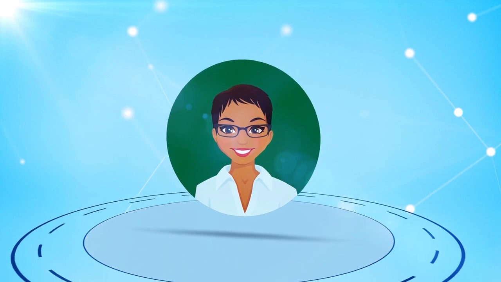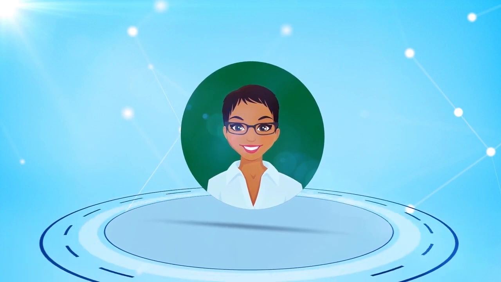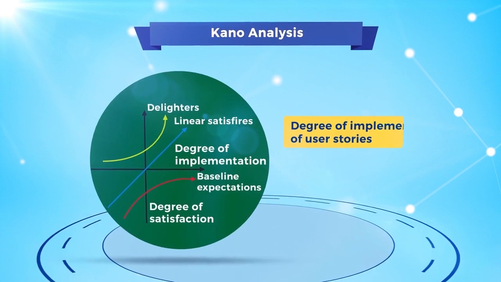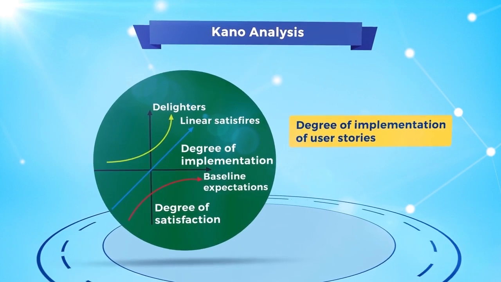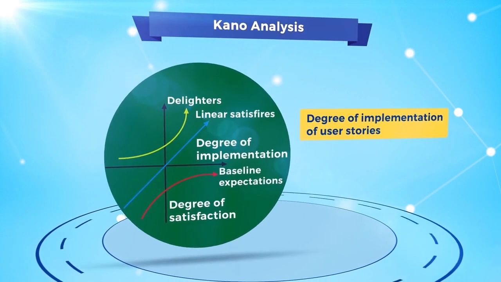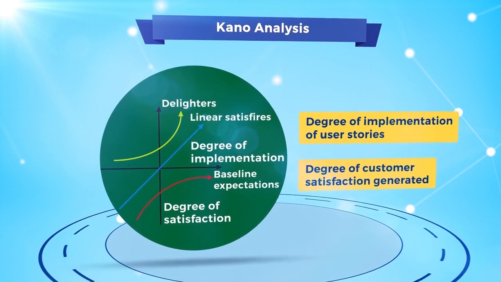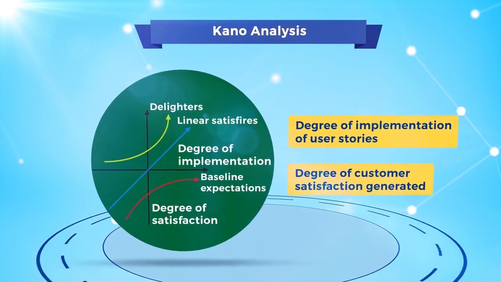Another customer value-based prioritization method is called the Kano analysis. The Kano analysis compares the degree of implementation of user stories or requirements against the degree of customer satisfaction generated by developing or implementing those user stories.